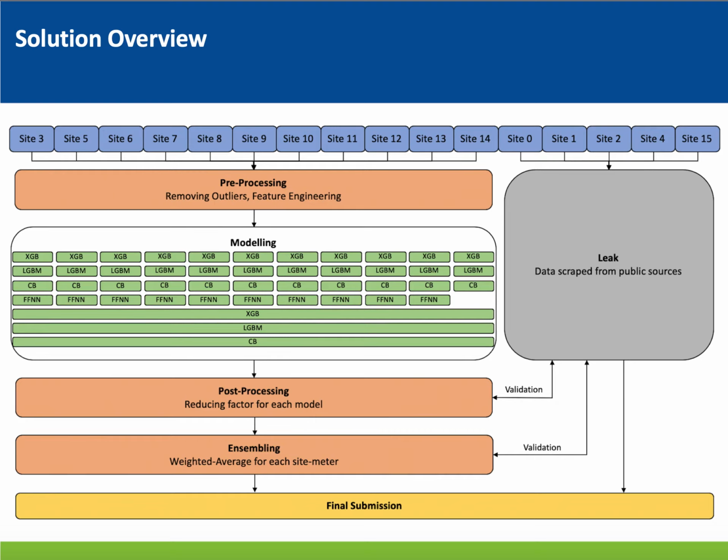From the model's outputs, we applied a post-processing factor, which I will describe a little later in the slides. After the post-processing was applied, the outputted scores had a reducing factor. We then ensembled the outputs from various different models using a weighted average technique. The post-processing and the ensembling aspects were also validated using the leaked dataset just to confirm that they were optimal. So let's look at each of these aspects in detail.